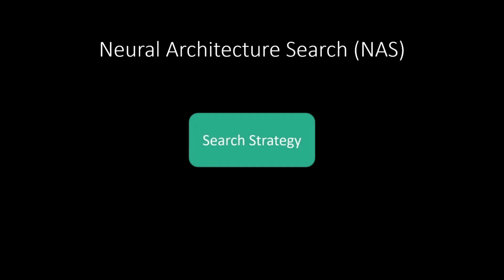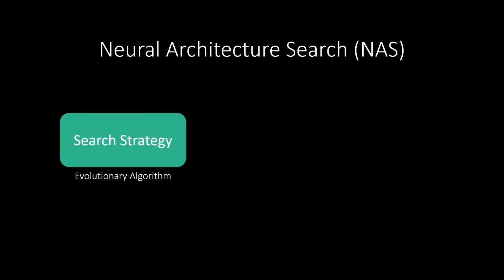The most important part of any architecture search method is the search strategy that we use to navigate the architecture search space. The two most popular methods are the evolutionary algorithm and reinforcement learning. In this work, we will be focusing on the evolutionary algorithm part.